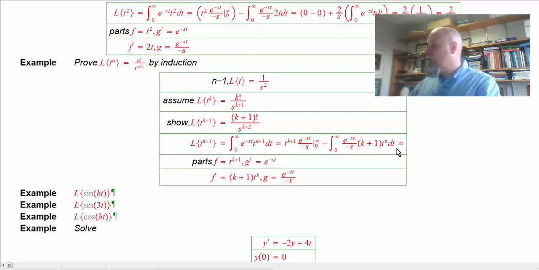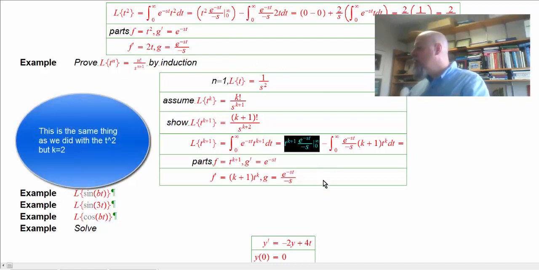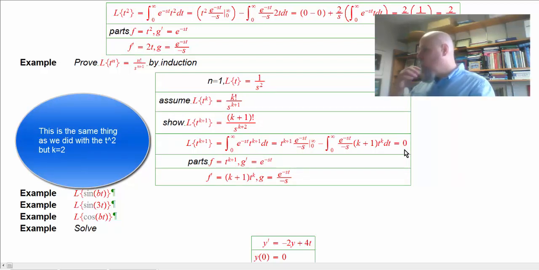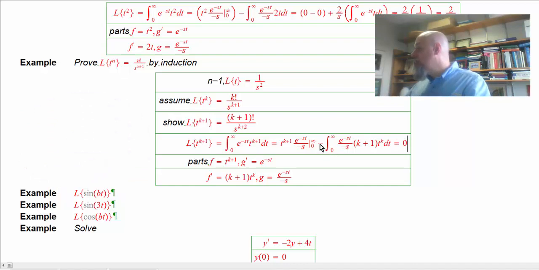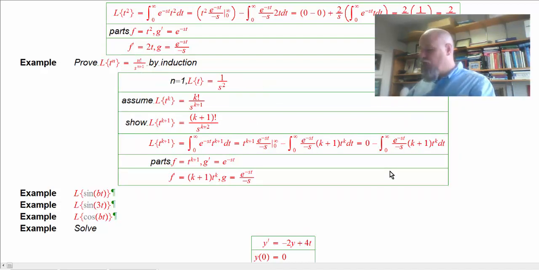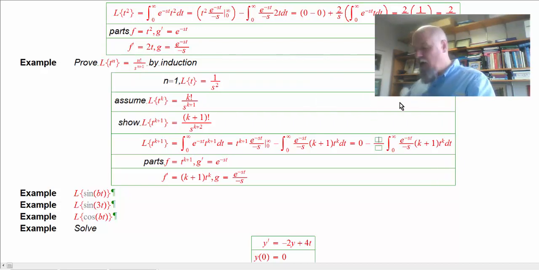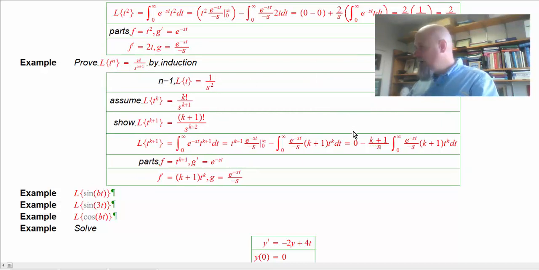Now, just like what happened in the t squared case, when I sub in infinity here, I get 0. When I sub in 0 here, I get 0. So that's just going to be 0 minus this integral. But I can take the k plus 1 outside, and I can take the minus s outside, just like I did in the t squared case. So I'm going to get the k plus 1, and the minus s comes out front, so this becomes a plus.